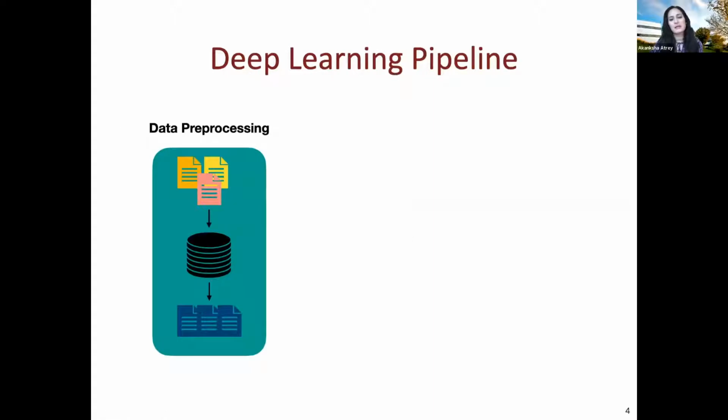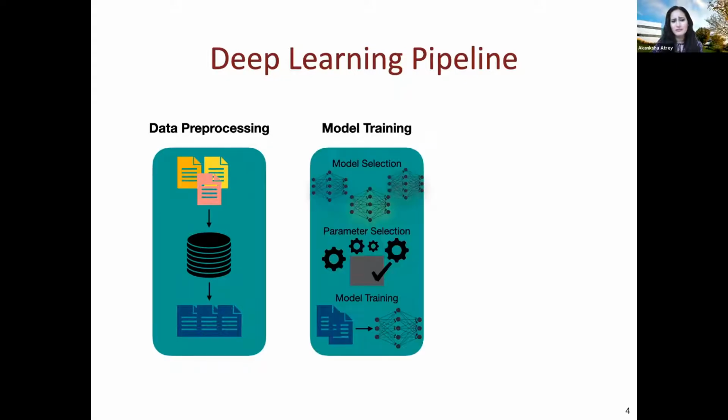So what does a deep learning pipeline look like? I'm sure all of you know this. I'll just quickly go over this. There's a data pre-processing step where you're ensuring that the input is in the right and consistent format. Then you have the model training step where you're selecting the model to use along with parameters and hyperparameters, and then you end up actually training your model.